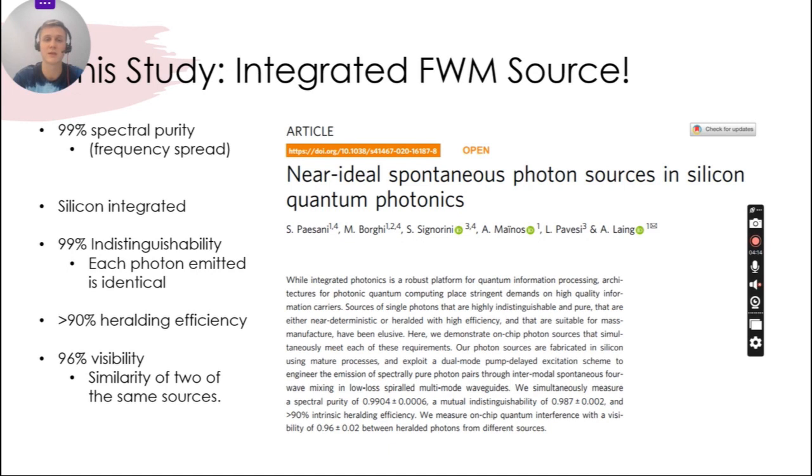Okay, and that's what this paper is concentrating on. It's the integration of a four-wave mixing source onto a silicon chip. The main claims that they make in this paper are 99% spectral purity, the fact that it's silicon integrated, and silicon integrated is good because you can get nice established semiconductor foundries to make your chips for you, very high quality. They also quote 99% indistinguishability, so each photon is indistinguishable from the previous one 99% of the time. They quote 90% heralding efficiency and 96% visibility.